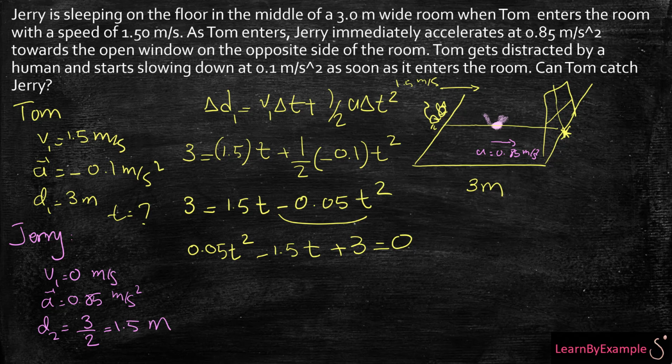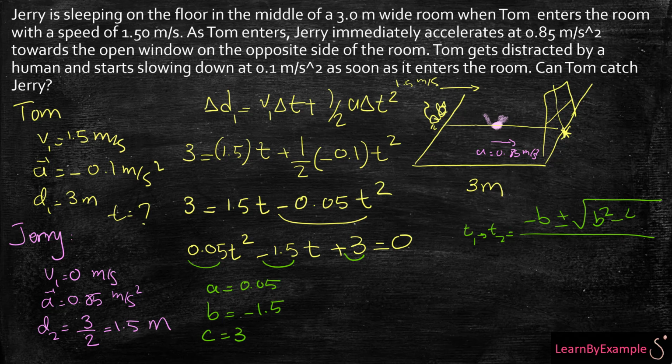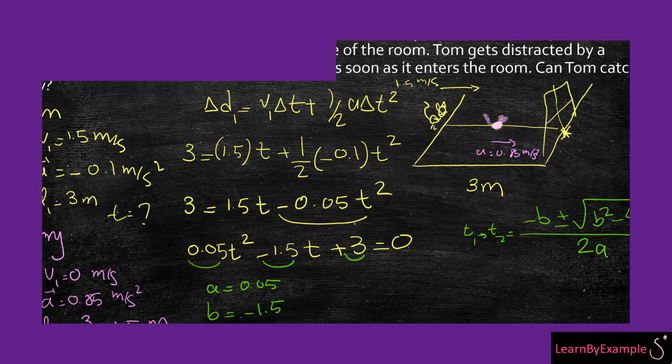Now, I hope you remember how to solve a quadratic equation. I know I do. So I'm going to specify these values. So I have a as 0.05, b as negative 1.5, and c as 3. Remember my quadratic formula, so my t1 and t2 should equal negative b plus or minus the square root of b squared minus 4ac, over 2a. Now go ahead and pause the video, plug everything in, and tell me what you get for t.